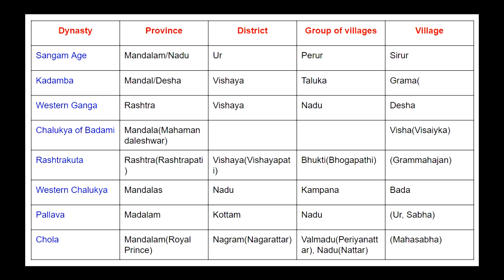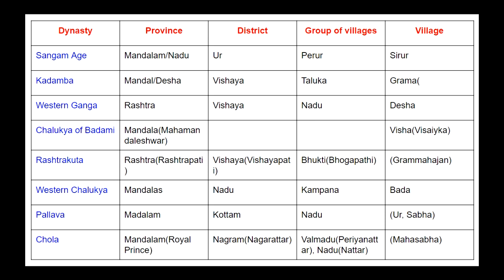One is Mandala. Mandala was a province and it was under the control of Mahamandaleshwar. Then Visa. Visa was a village, and it was under the control of Visaika. Rashtrakuta dynasty. In the Rashtrakuta dynasty, we find four territorial divisions. One is Rashtra under the control of Rashtrapati, then Visay under the control of Visapati, then Bhukti. Bhukti was under the control of Bhogpati, then Gram under the control of Gram Mahajan.